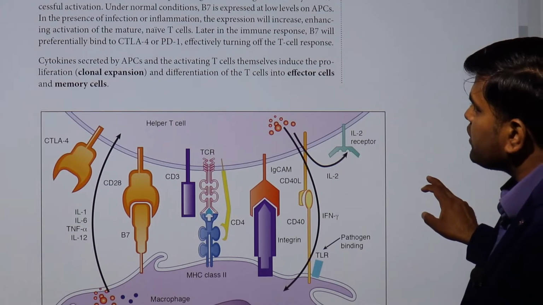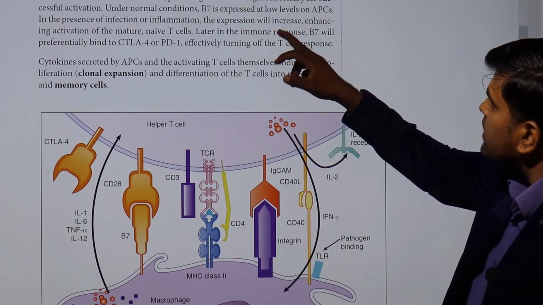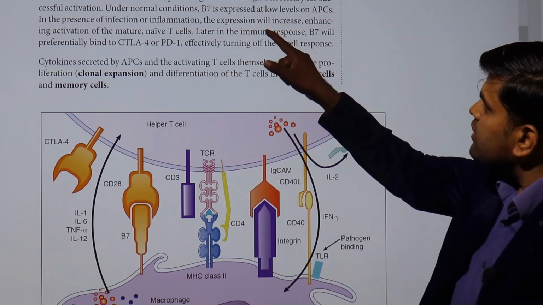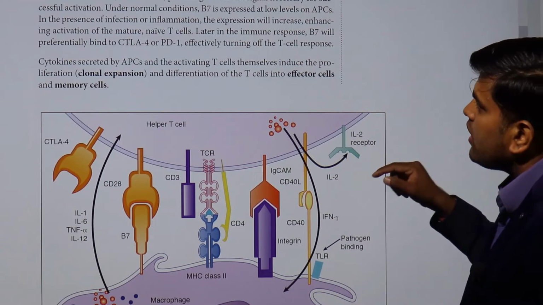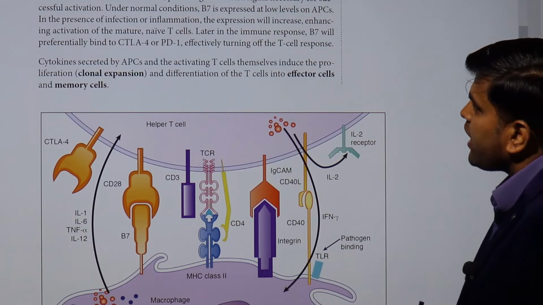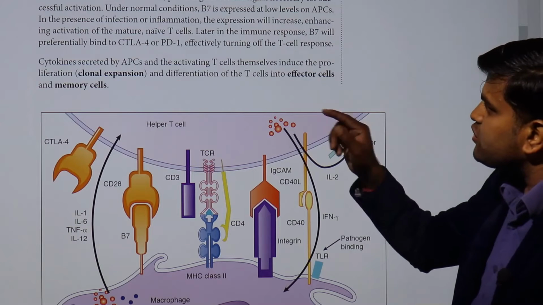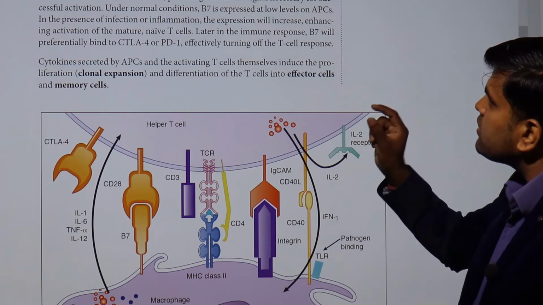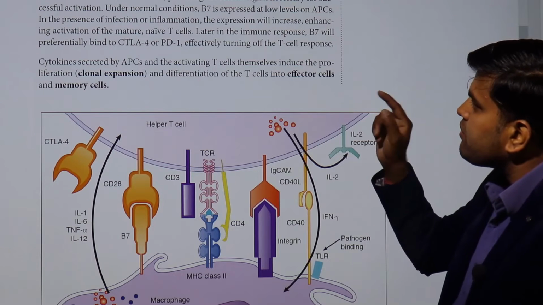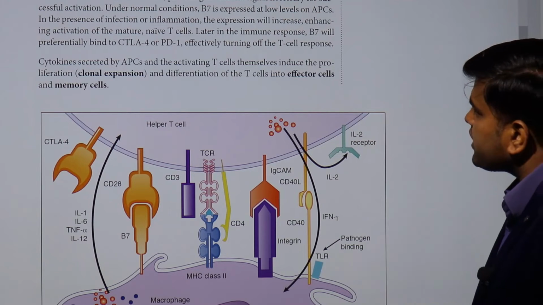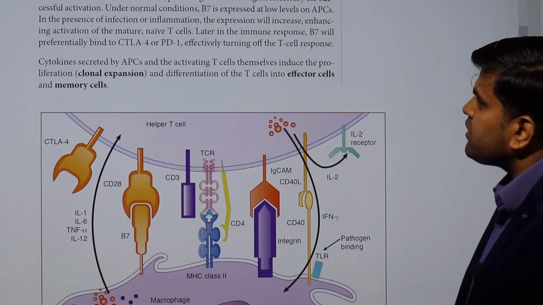So there is a need for this co-stimulatory signal, that is B7, CD80 and CD86 on the APC, to bind to the mature naive cell, providing the secondary signal necessary for activation. Under normal conditions, B7 is expressed at a low level on the APC. In the presence of infection or inflammation, the expression will increase, enhancing the activation of the mature naive cell.